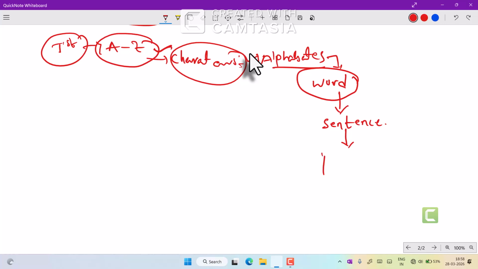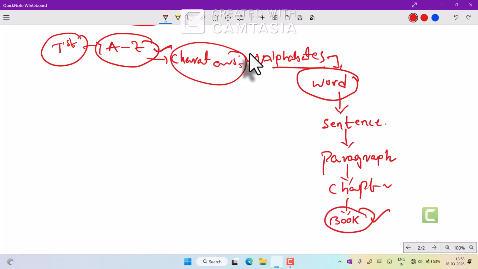A group of paragraphs forms a chapter, and a group of chapters forms a book. So here I have introduced the word, to show how to initiate the definition of parts of speech.